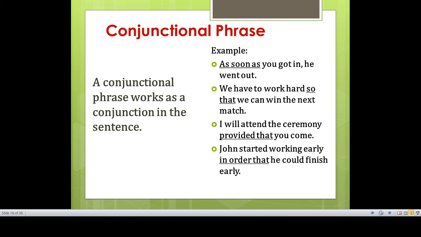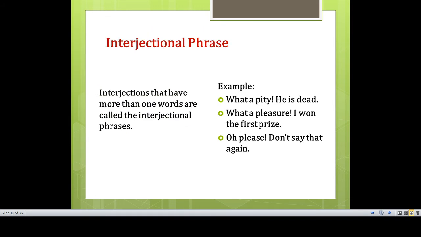It's not a single word. It's not a single conjunction. It's a group of words, which means it's a conjunctional phrase. It acts as a single conjunction in the sentence. John started working early in order that he could finish early. So again, a conjunctional phrase. The last one in the series is the interjectional phrase.